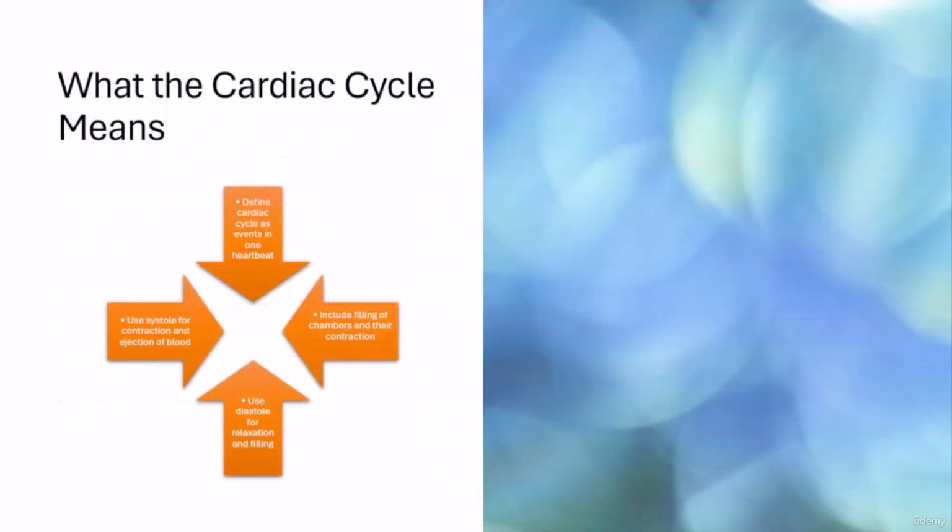The cardiac cycle describes everything that happens in the heart during one heartbeat, and it includes the filling phase and the contraction phase. The filling phase is called diastole, where the chambers relax and pull blood in, and the contraction phase is called systole, where the ventricles push blood out to the lungs and the rest of the body. This cycle repeats beat after beat, keeping blood moving continuously.